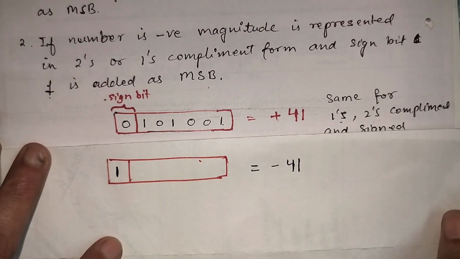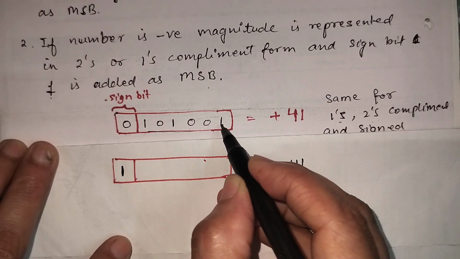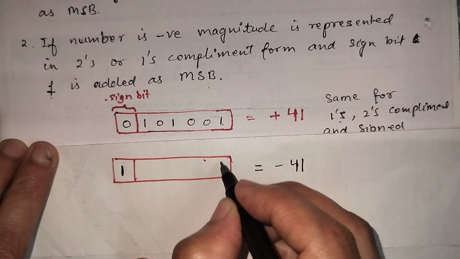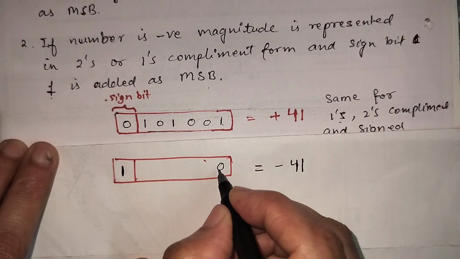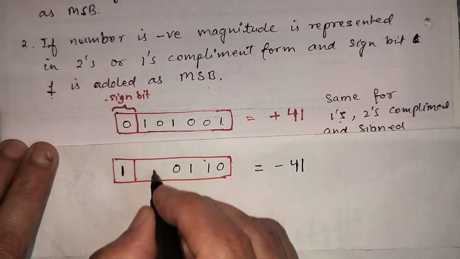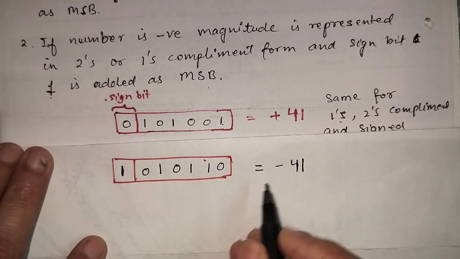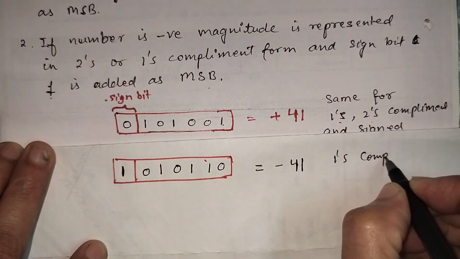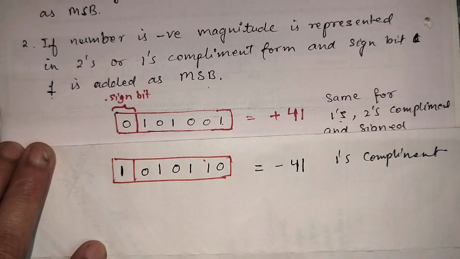To convert to 1's complement form, we will invert all the digits, meaning 0 will become 1 and 1 will become 0. So the 1's complement form is 0, 1, 1, 0, 1, 0. So this is the 1's complement form. This is the 1's complement form of signed numbers.